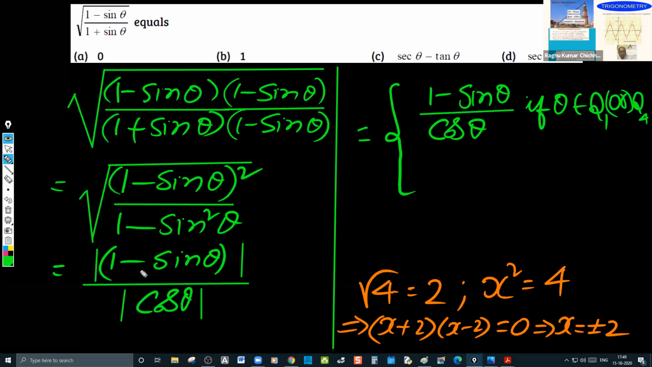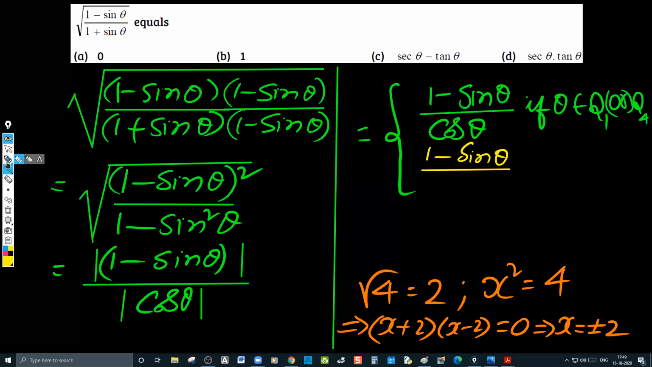It is known to be positive always, but cos theta is not like that. Cos theta becomes positive in the first quadrant and fourth quadrant. That is why I removed it. Then you must be asking me, what happens if it is not lying in the first or fourth? Then it becomes negative. Of course, this is not related to the question.